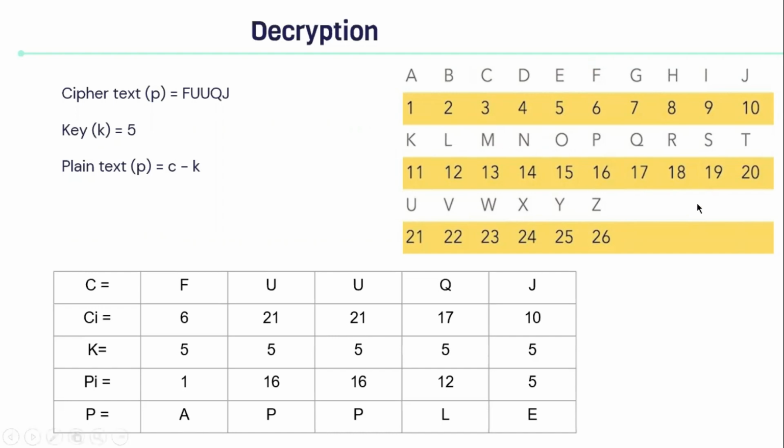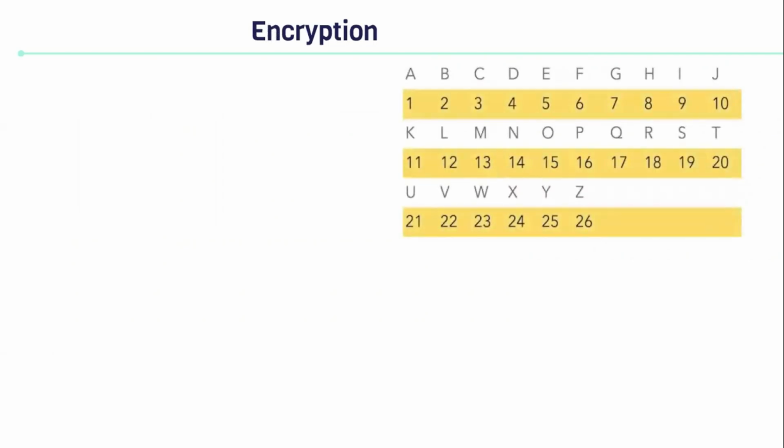There are some exceptional cases which we are going to discuss. If the key value is quite large, then we have to tackle it in some other way. So let's take the same example, apple, but the key would be different, which is quite large: 3157. The formula would be the same, C equals P plus K.